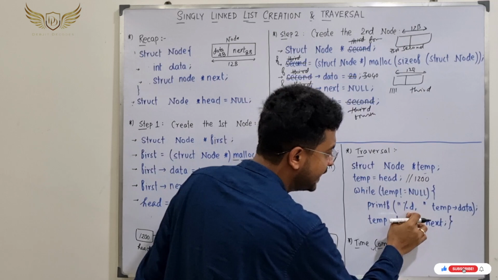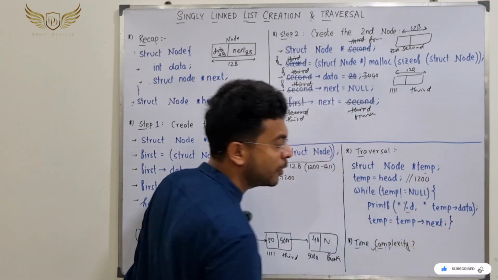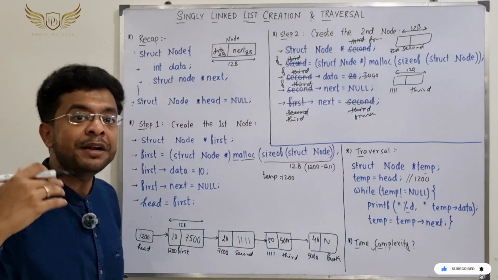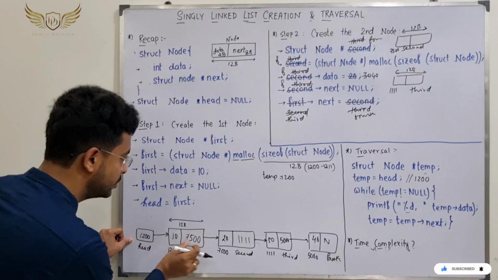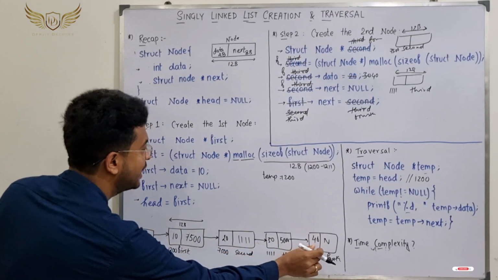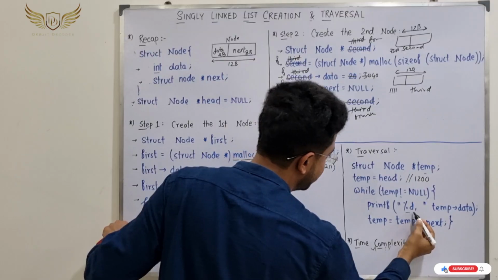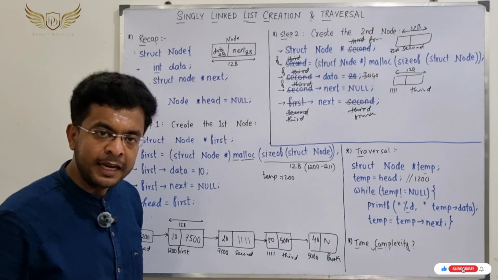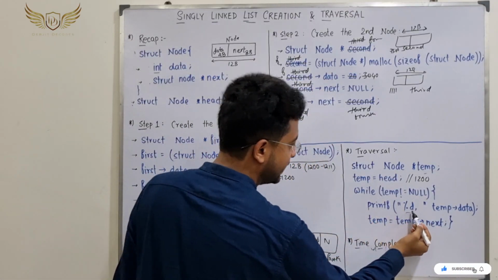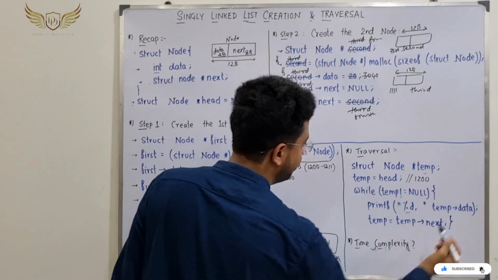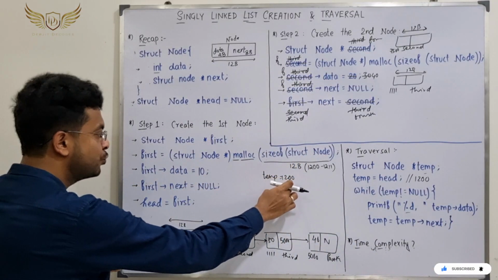Printf percentage %d. Look, we are giving percentage %d, not percentage %p. Because what are we trying to print? We are trying to print these values. And what are these values? These are of type integer. That's why we are using the format specifier percentage %d. Right? So what will we be doing? Printf percentage %d temp arrow data. So what will we do? Temp is 1200.